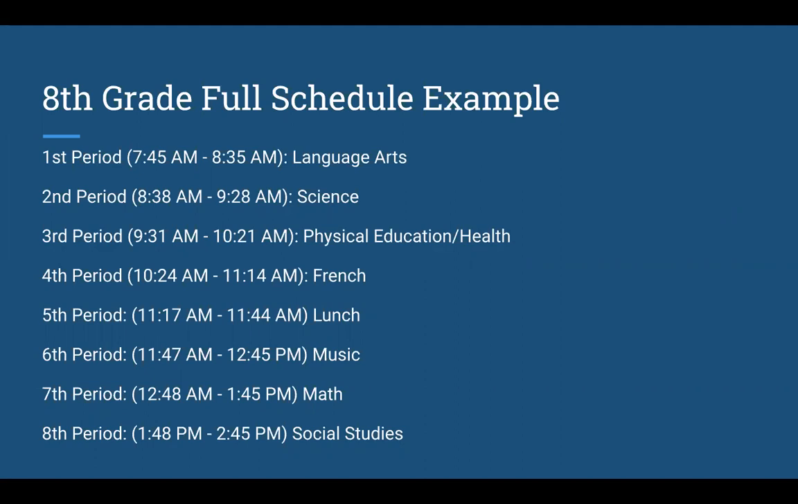If you are not taking music, which we don't make you take in eighth grade, you can select a number of elective courses. So we will look at that and talk about that. Seventh period, you could have math from 12:48 to 1:45, and eighth period, social studies.